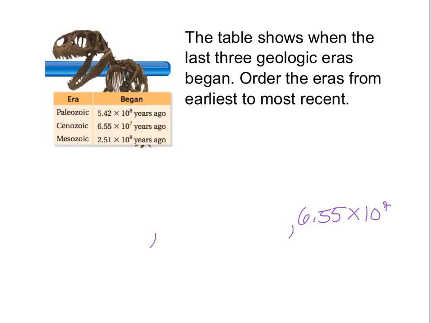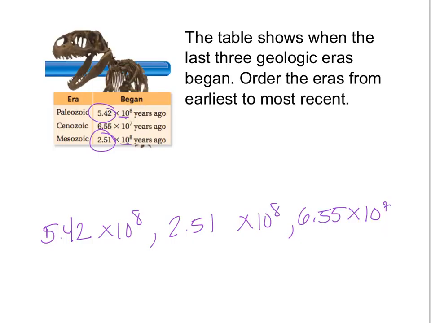Okay, then we got the other two. They're both going to be times 10 to the 8th, so we can write that. Now, since they're both times 10 to the 8th, we can just look at these numbers and say which one's bigger. The 5.42 is bigger, so that's the older one, because remember, the bigger the number, the longer ago it was. And then 2.51 is the next one.